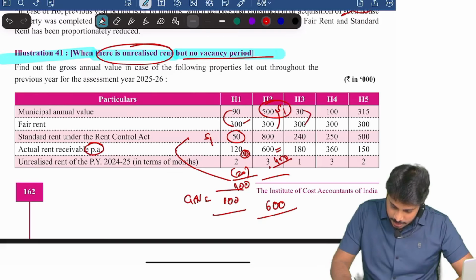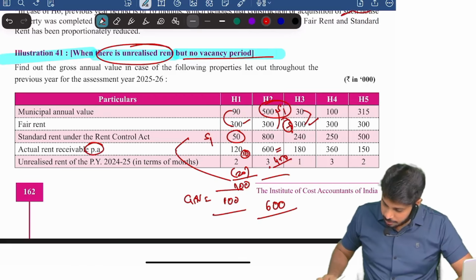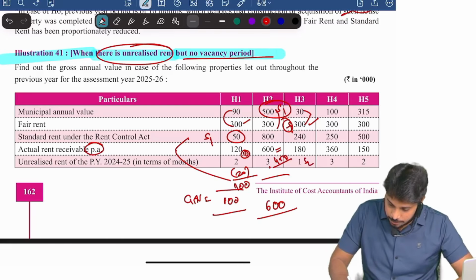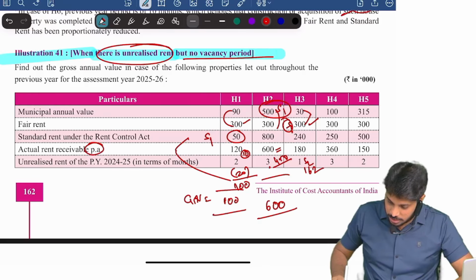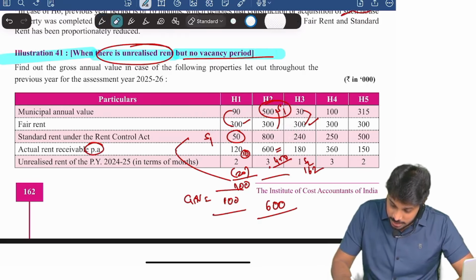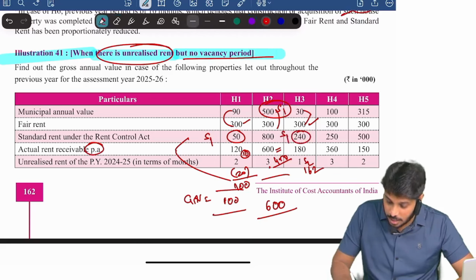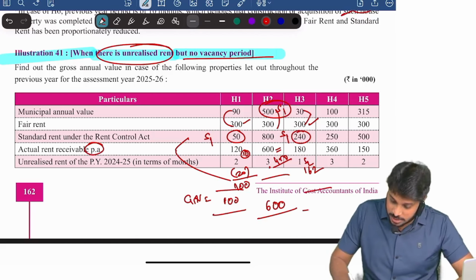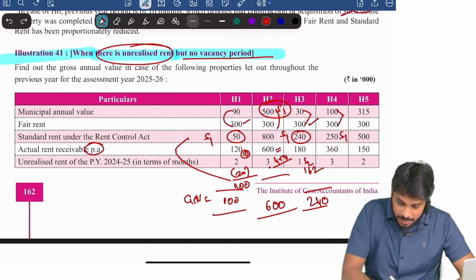Then 30 or 300, whichever is higher, 300. So step number 1 is 300. Now step number 2, 180 gross minus 18, you see. Okay, 162. Step number 2 is 162. So 300. Whichever is higher, 300, restricted to standard rent 240, no? 240 or 162, whichever is higher, 240. Next, 100 or 300, but restricted to 250, correct?